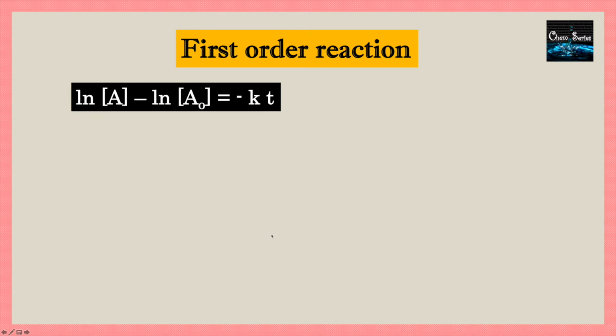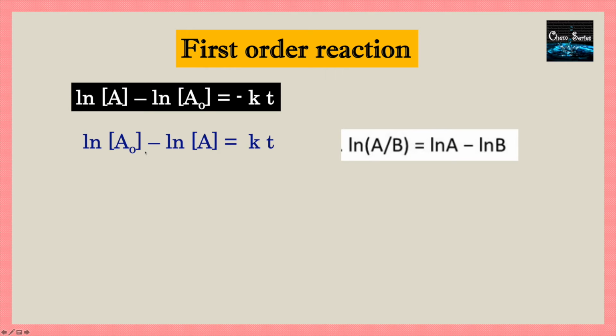So remember this equation, try to follow it through derivation, don't memorize it. Okay. Now we will do some modifications in this equation, rearrange them, and you get ln A naught minus ln A, that is equal to kt. Now there is a logarithm formula, that is ln A by B is equal to ln A minus ln B. Here A naught and A are A and B respectively.